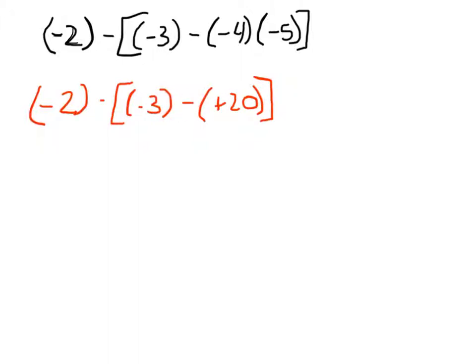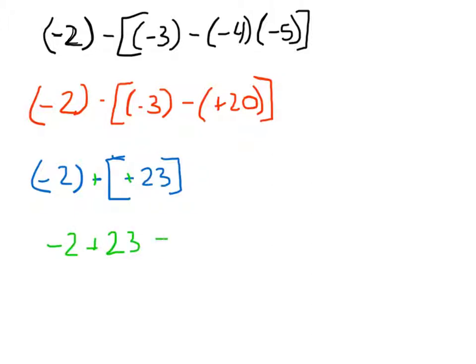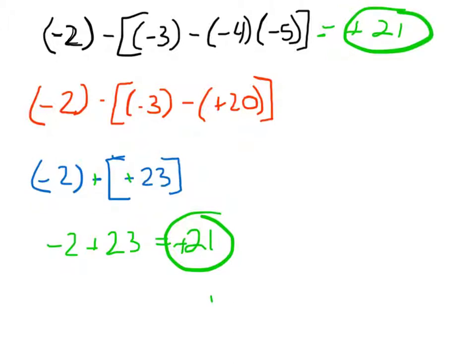So we'll do that. Right, negative 2 minus, and then a negative 3 minus 20, a positive 20, is going to be a negative 23. So put brackets around there. And next we have a negative 2 minus a negative 23, which two negatives make a positive. So you'll have negative 2 plus 23. Negative 2 plus 23 is going to be a positive 21. So this answer up here is positive 21. All right.